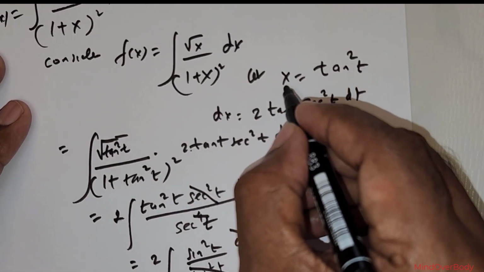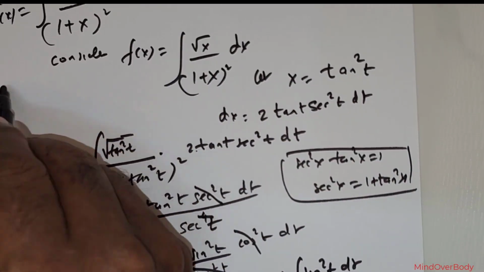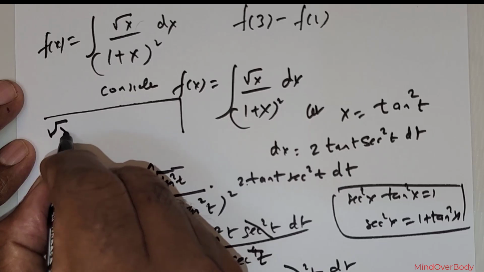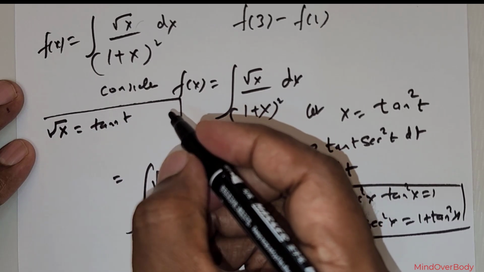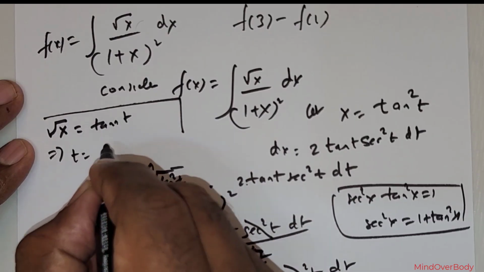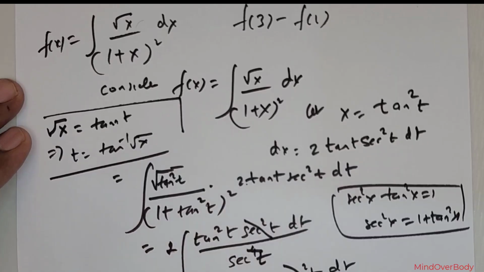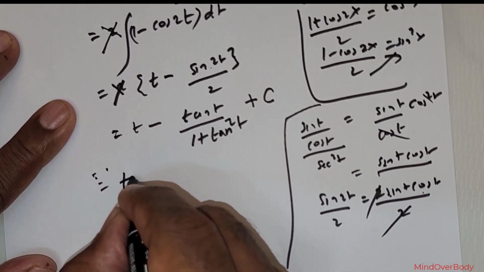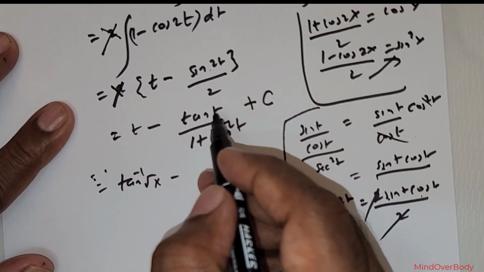See, the substitution is x is equal to tan square t. X is equal to tan square t means, I'm going to show you, root of x is equal to tan t. So that means t is equal to tan inverse of root of x. So that is the deduction we have. So go and substitute that. So in place of t, you have tan inverse of root of x.